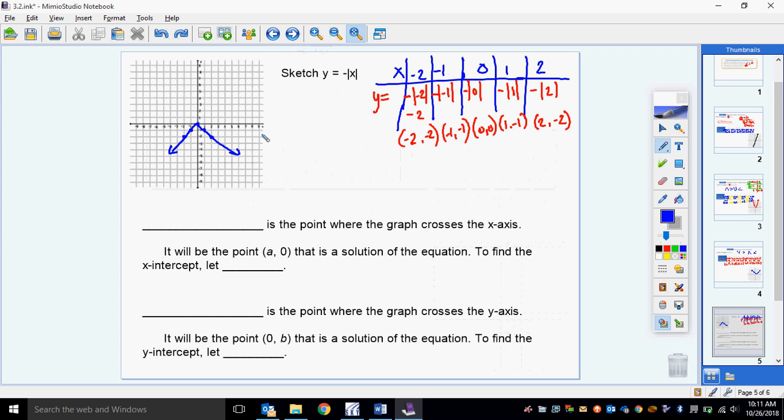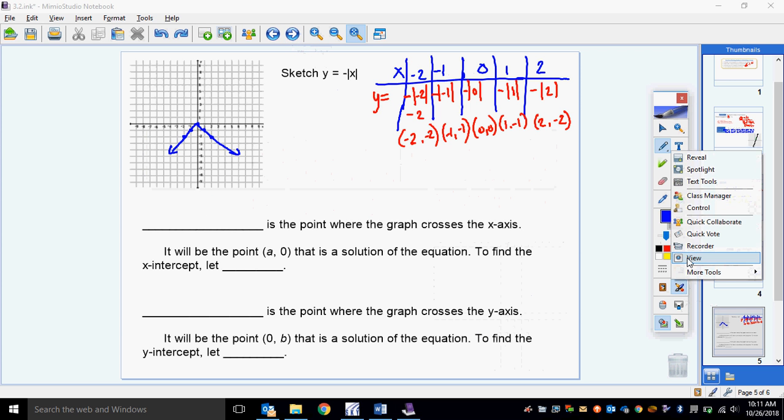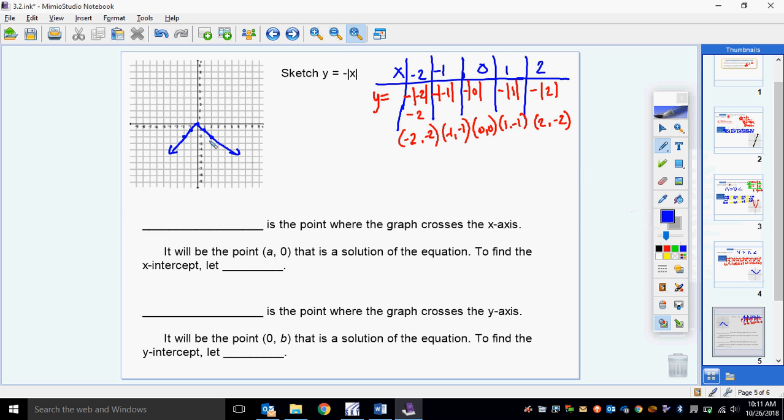Okay, so the blank is the point where the graph crosses the x-axis. Where does the graph cross the x-axis? What do we call that? We call that the x-intercept. It's going to be a point a comma 0, right? If I drew this line, it's crossing the x-axis here at 6, or I guess 7. So that is the point 7 comma 0, right? A in this case would be 7.